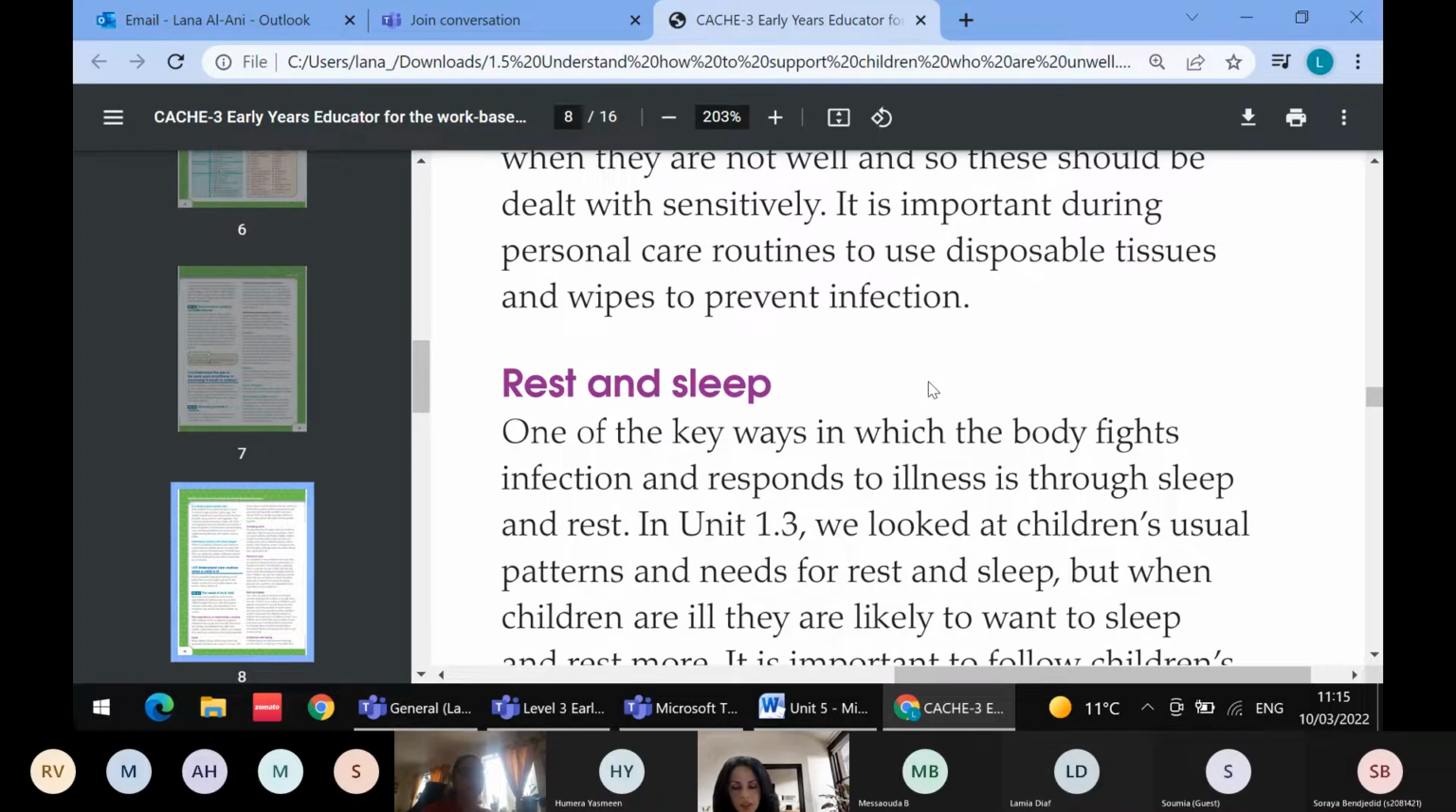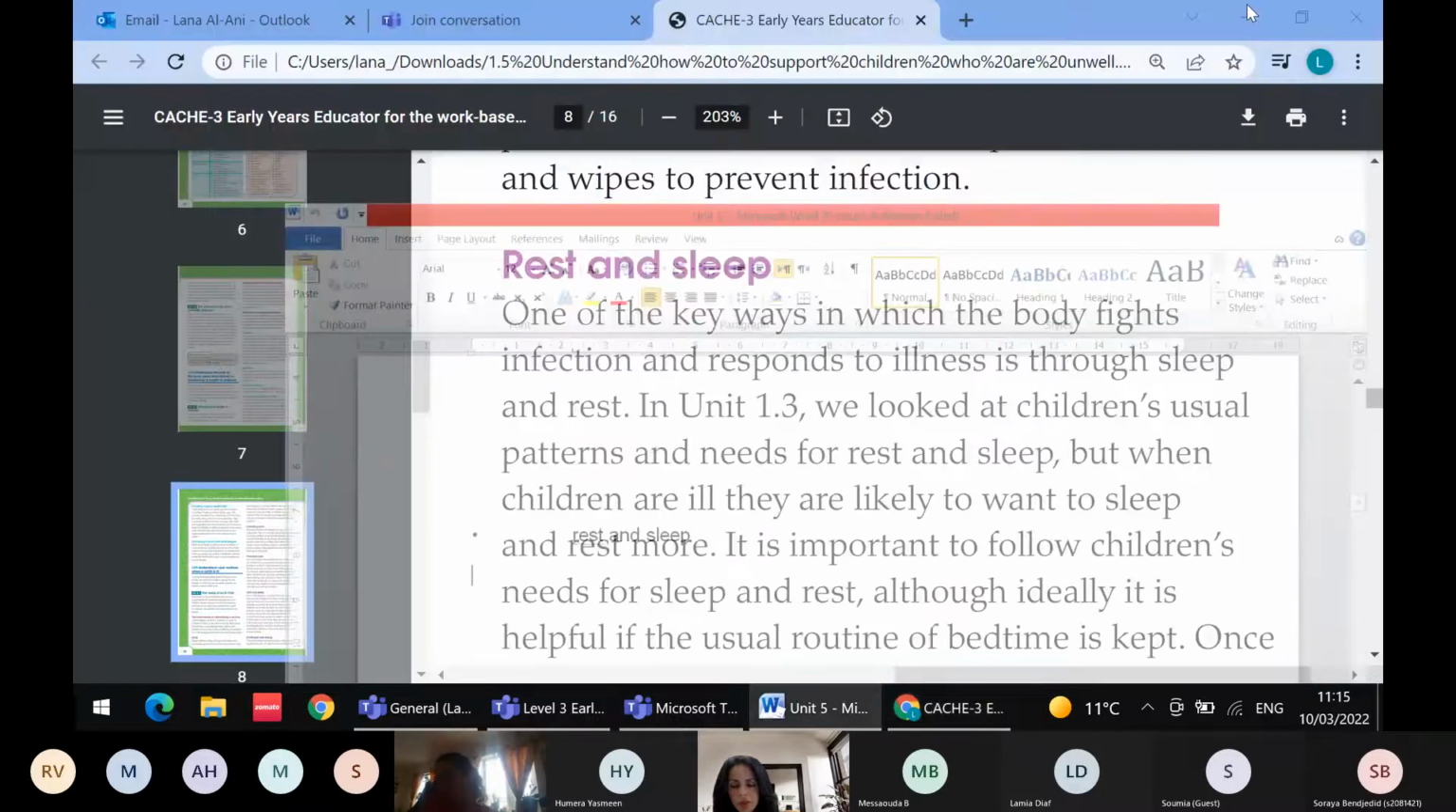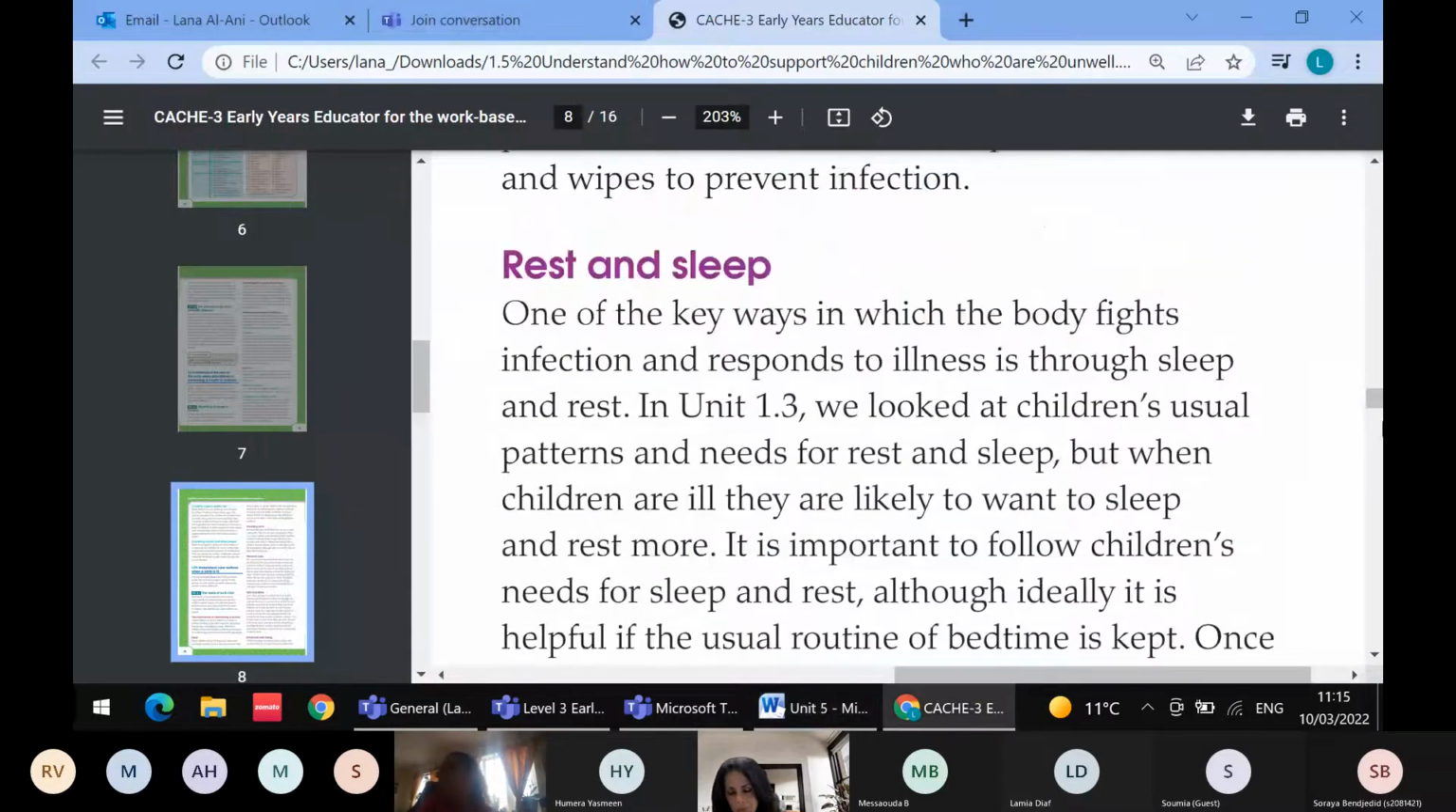That's good. Now, what about the rest and sleep? What is it all about? What are we going to do for the rest and sleep? We have to ensure that children have enough time to sleep and rest. Very good. To fight the infection, we make sure to give the child enough sleep. Yeah, because when children are ill, they are likely to want to sleep and rest more.